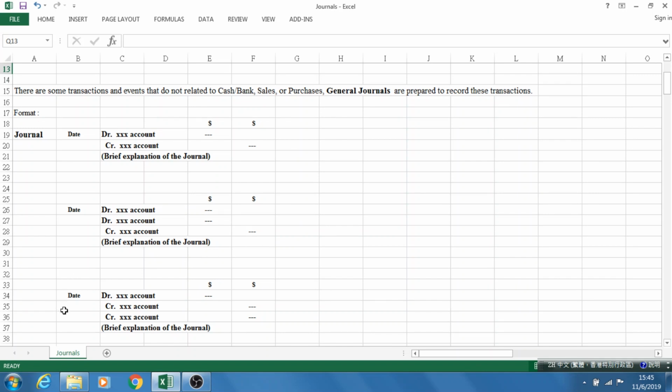Example 3. First is the date. There is one debit to the account to record the debit entry, amount, two credit to the accounts to record the credit entries, amount, and then give a brief explanation of the journal. This journal also involves more than two ledger accounts. Debit total should be equal to credit total.